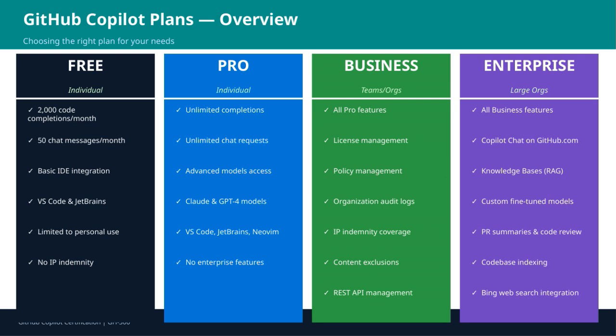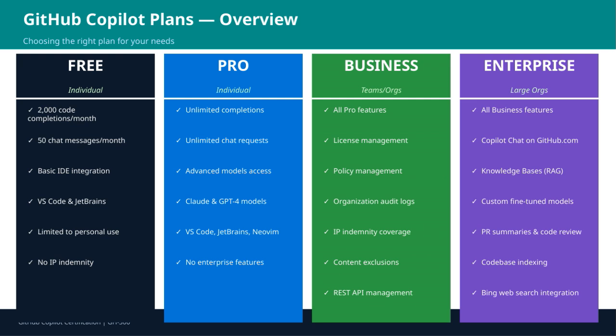For teams and organizations, the Business plan builds on the Pro features but adds essential management tools like license and policy management, organization audit logs, and content exclusions. It also offers IP indemnity coverage and REST API management, making it well suited for collaborative environments with compliance requirements.